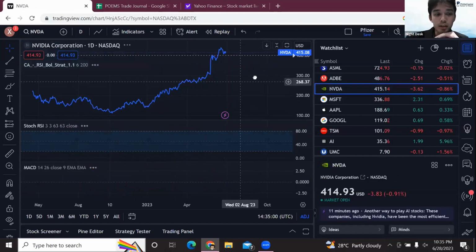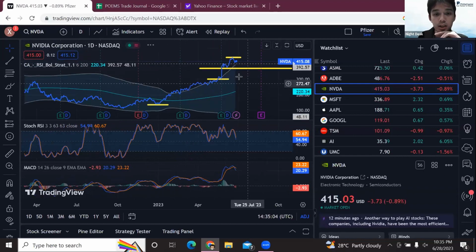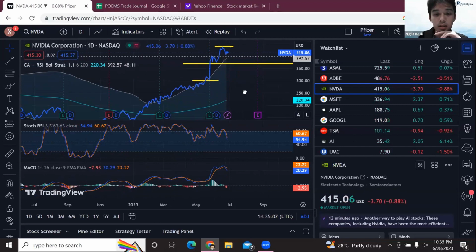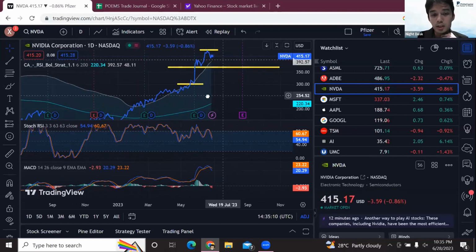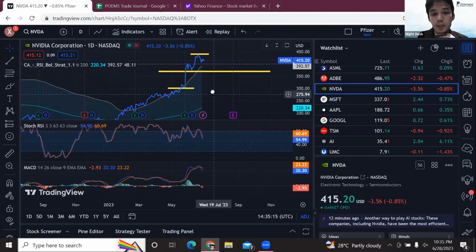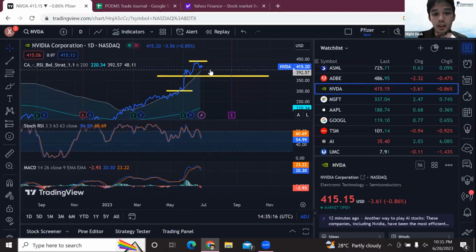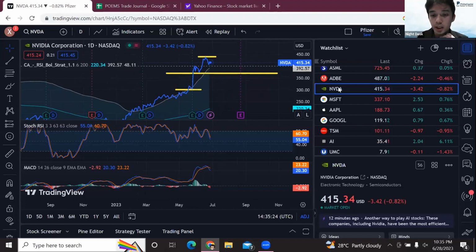Looking back at Nvidia, very good. This is actually a very good support level. This is something I might enter and hold. But in terms of options, the timing will depend on your risk appetite. In terms of equity, this is something I might enter. But we will see again. Currently the market is still moving quite a bit.